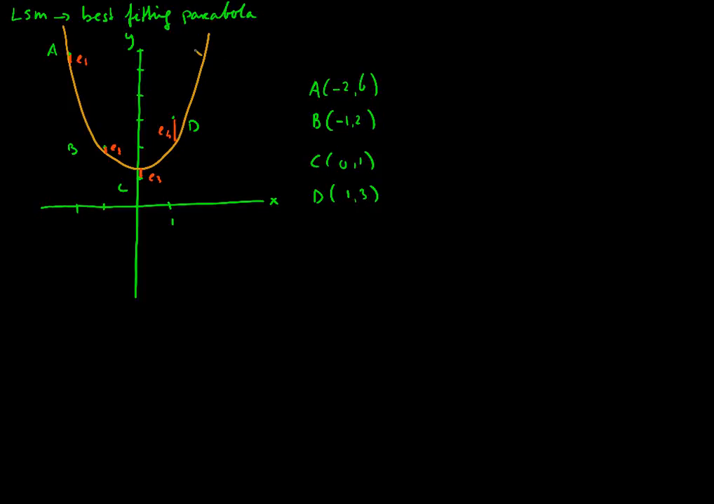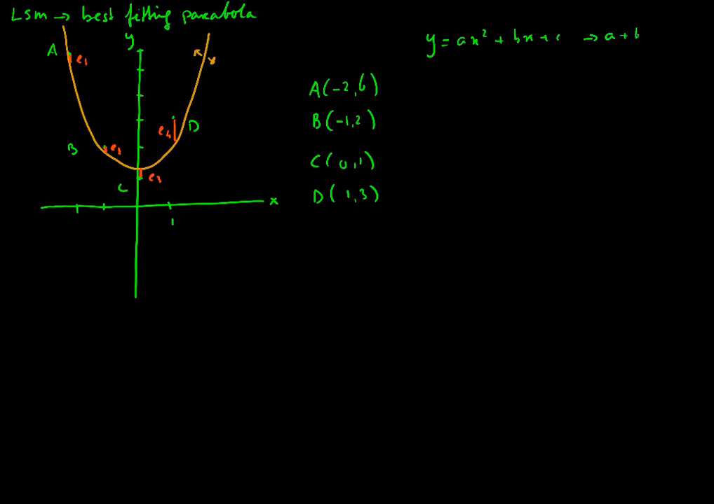So the thing is, how can I move this parabola whatever way, up, down, left, right, so that the sum of the errors is minimal. So that's what we're going to do. First thing is, we would like to know the formula, which is ax squared plus bx plus c.